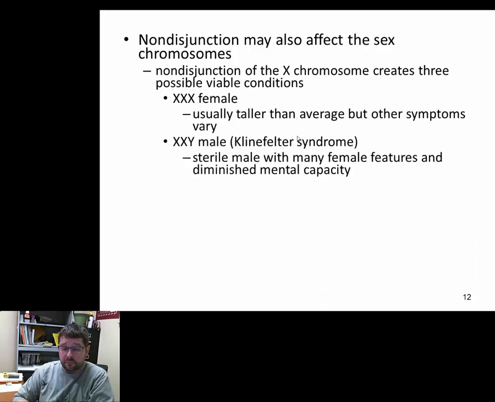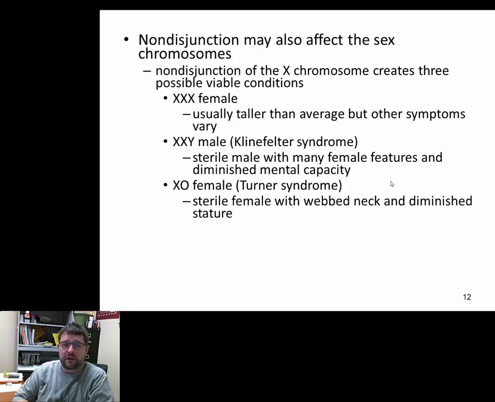Now, you can get a male that gets 2 X's from a female and then the Y from the male, from the sperm. Okay, and this is going to be Klinefelter syndrome. Okay? This is a sterile male that will have female features. Okay, the Adam's apple will not be visible. They might develop breasts. It really depends on the severity and what genes are turned on and what genes are turned off. But they'll have many female features, but they'll still be male.